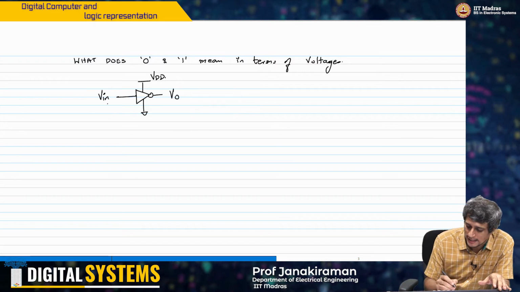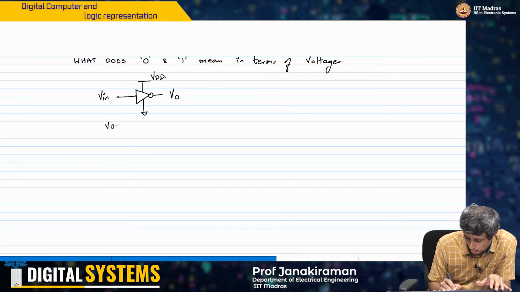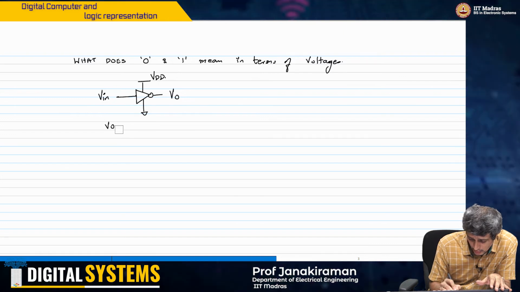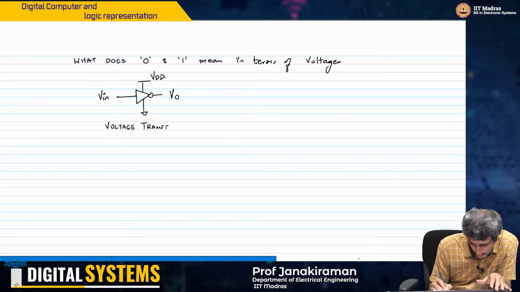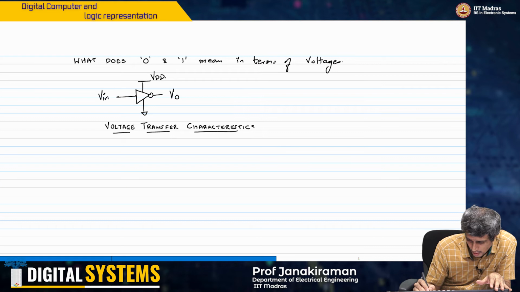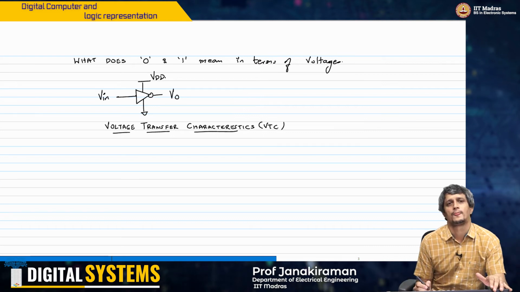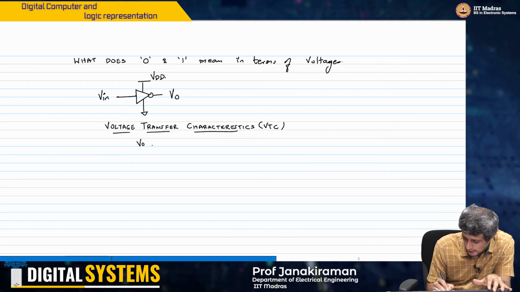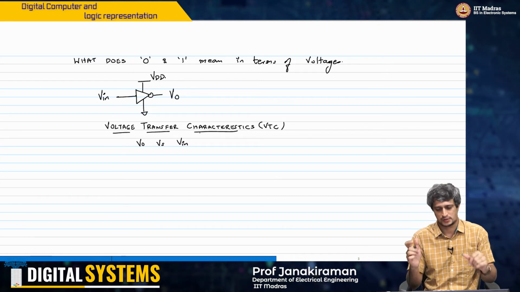So the idea of a voltage transfer characteristic, VTC, is a plot of V out versus V in in terms of voltages.